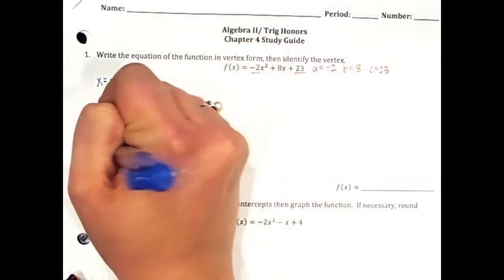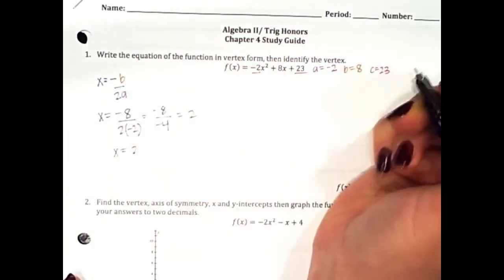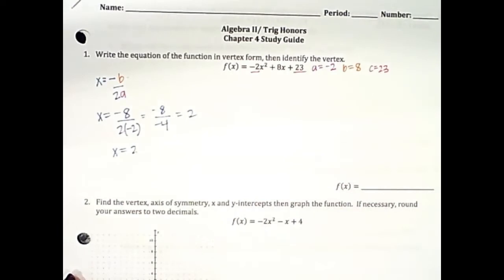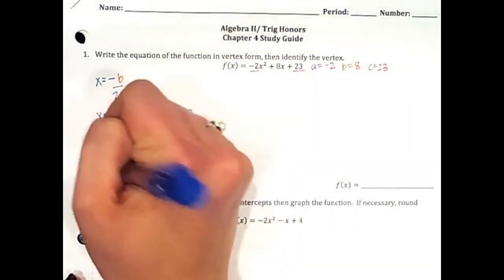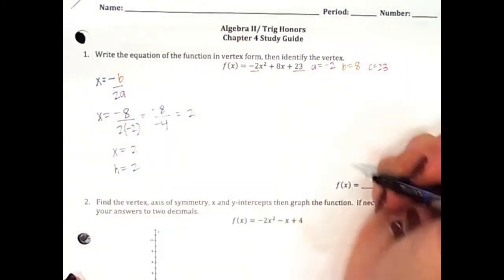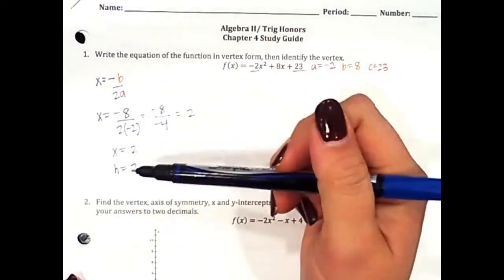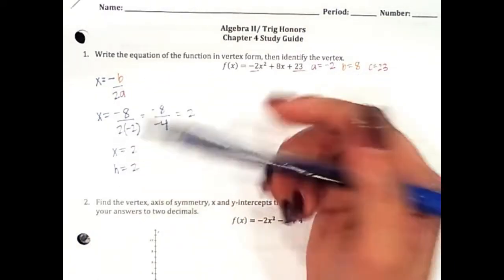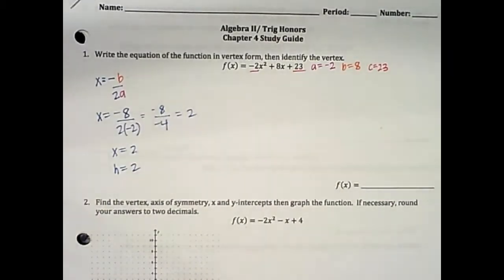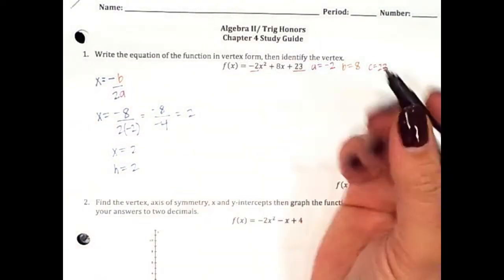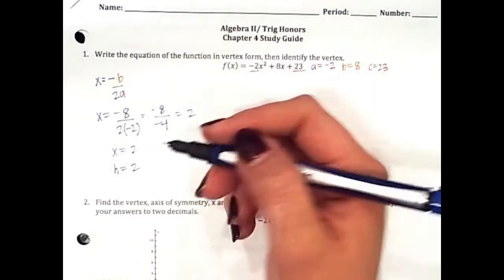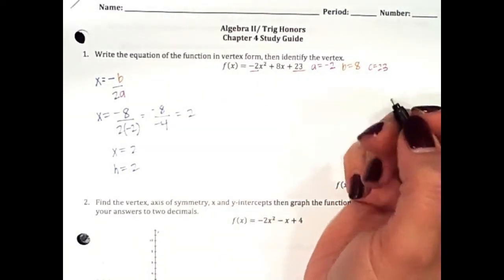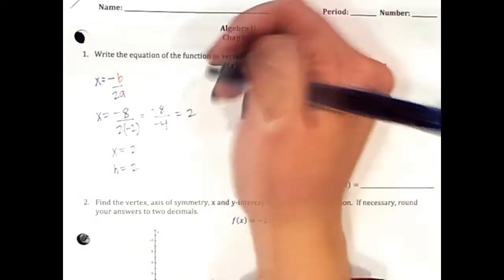And so remember, that's my x value, but when we're doing vertex, it's also my h value. So we know h is equal to 2. So interchangeable, x is the same as h. It's just h represents the x value of the vertex. So now that we have the h value of the vertex, or the x value of the vertex, we can solve for y by plugging it in.